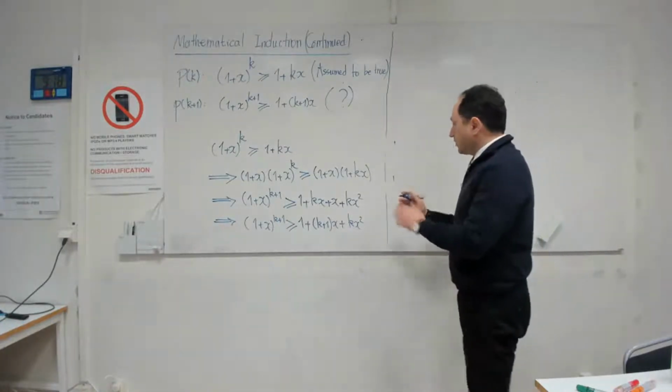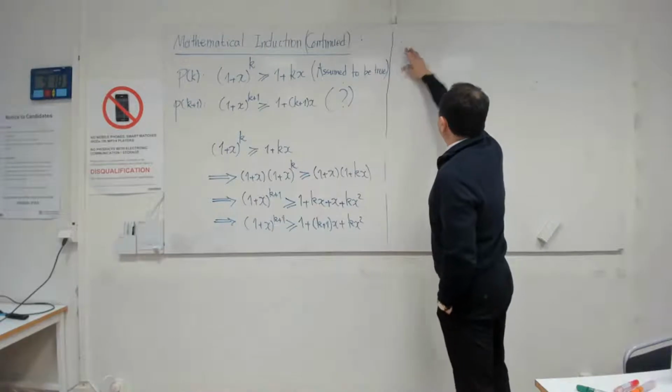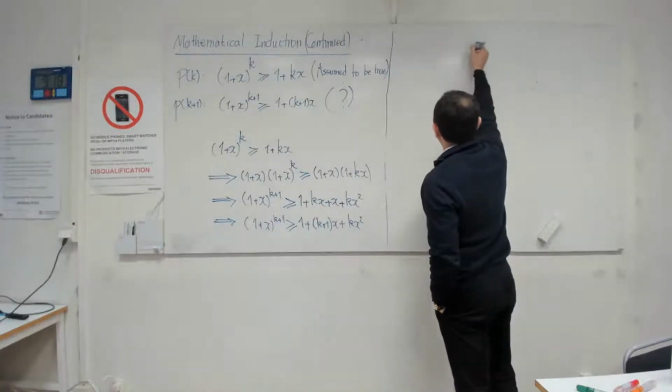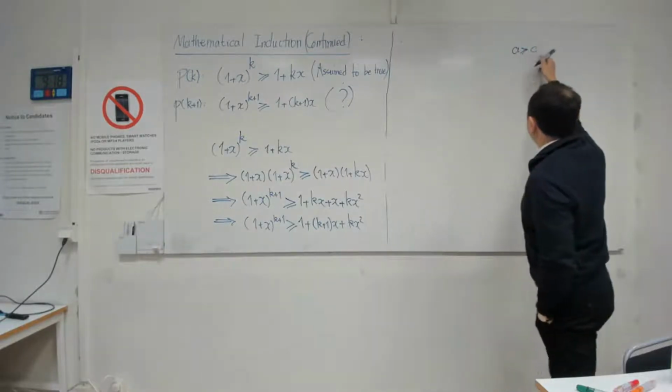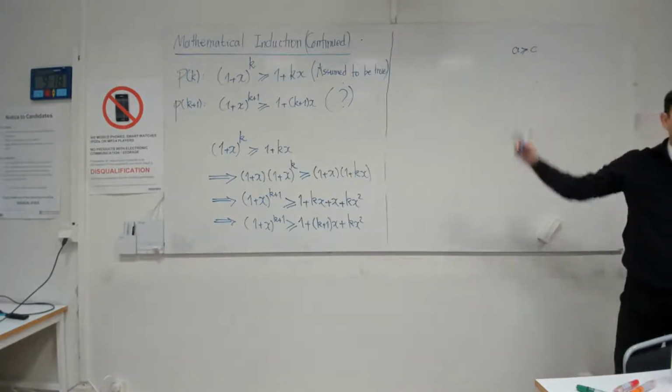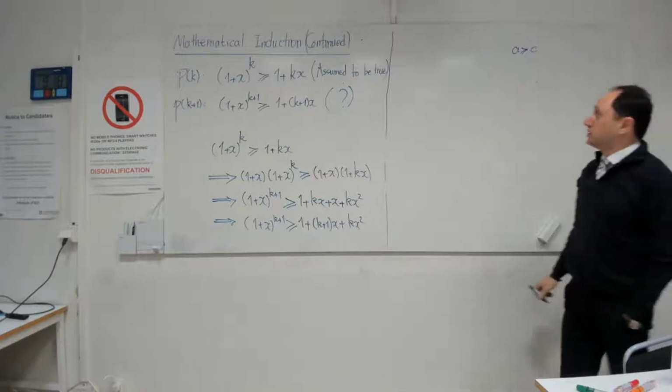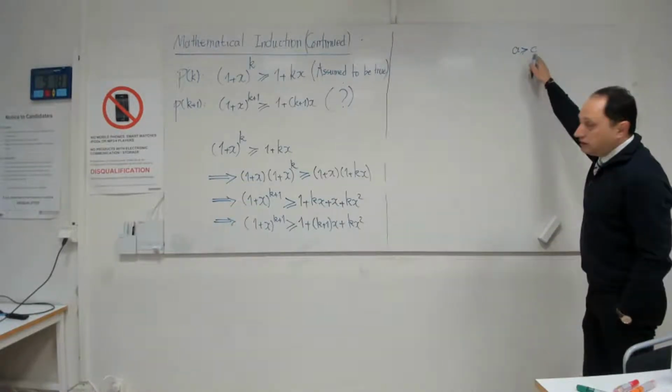So let me describe it in this way. Assume that my goal is to show that A is greater than or equal to C. Okay, I want to show that A is greater than or equal to C. If I can show it directly, okay, good.